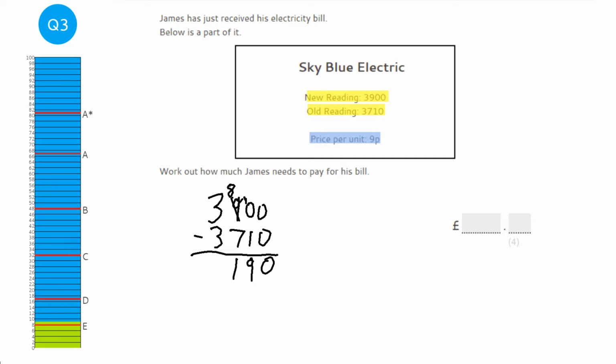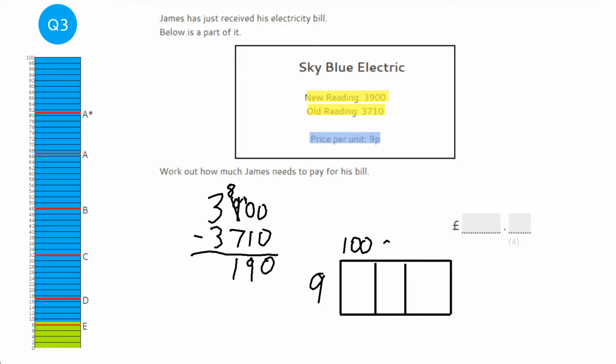Next thing we've got to do is work out, well, okay, he's used 190 units. How much money is that? Well, it's 9 pence a unit. So I could do this a number of different ways, but I'm going to use a multiplication grid. Why not? Okay, and we'll need 3. So we're going to do 9, because that's the price per unit, times 190. And that's just 0, so we don't have to worry about that last box, because 0 times 9 is 0. So 9 times 9 is 81.